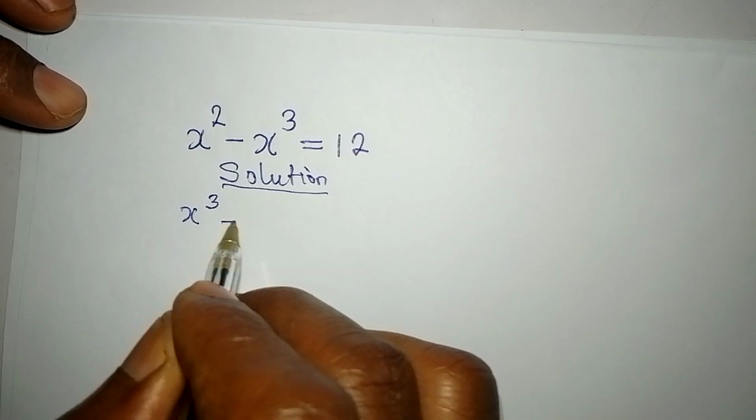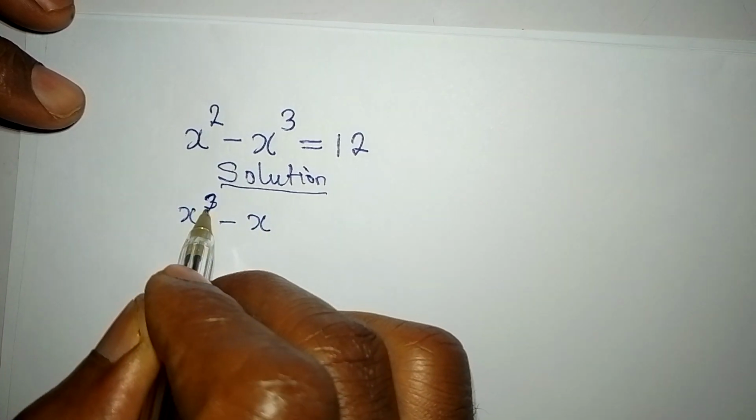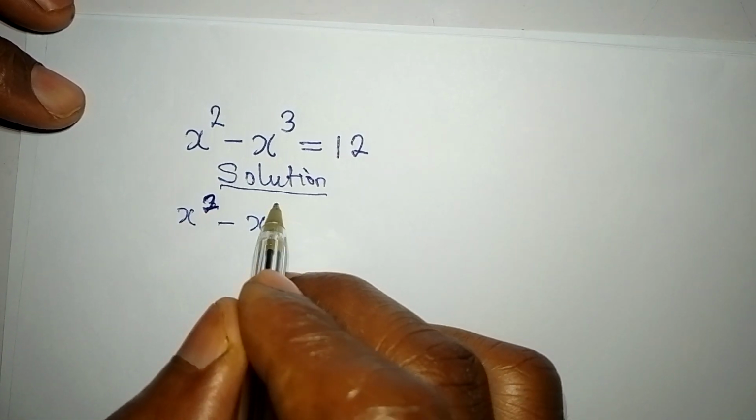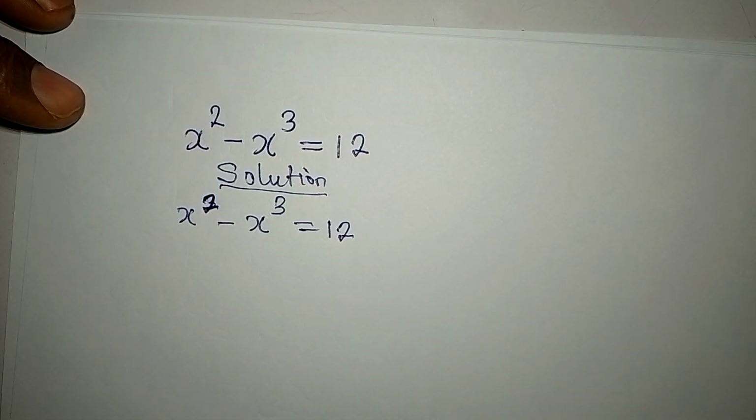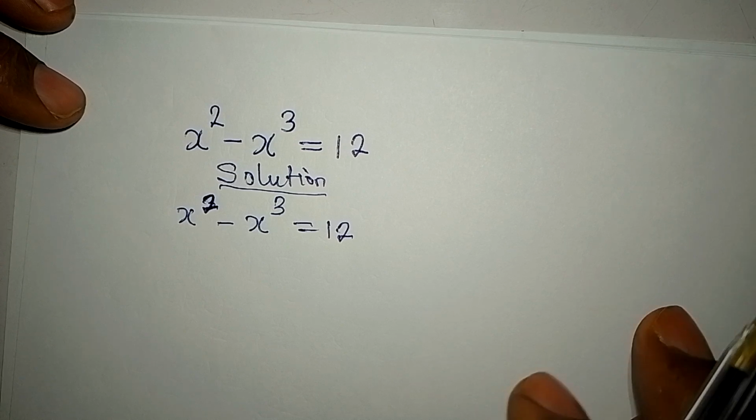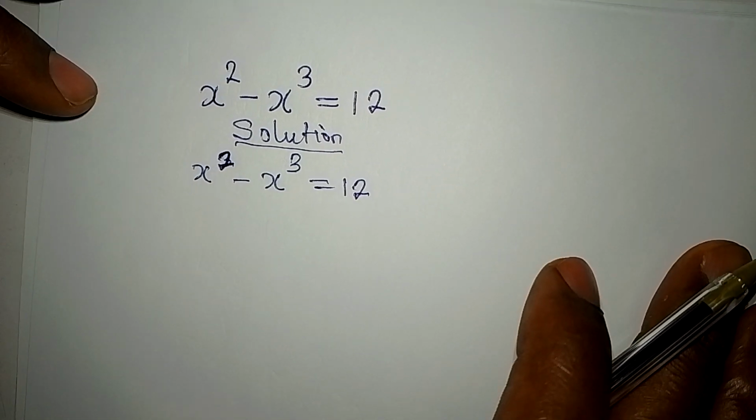Let's provide the solution to this Olympiad Mathematics problem: x to the power of 3, okay, this is 2. x to the power of 2 minus x to the power of 3 equals 12. Now, do you think this would have a solution? Just hold on and see how we will break it down.